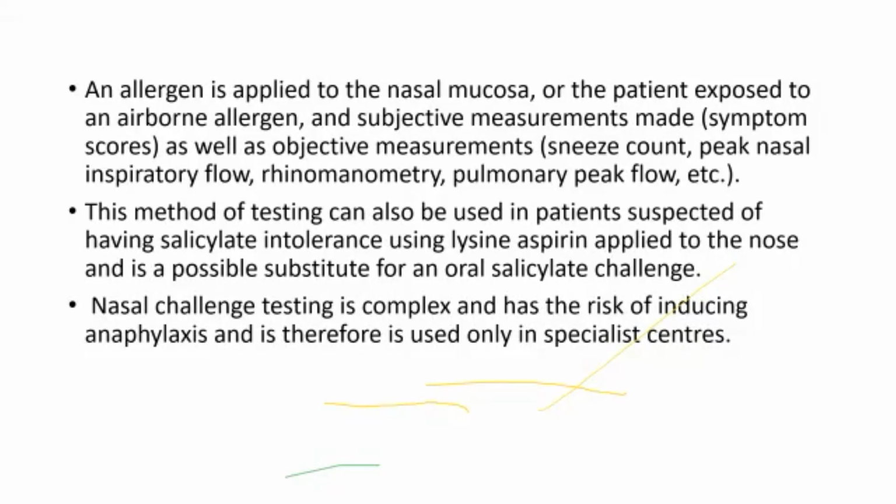Symptom scores are there, and there are objective tests. What are the objective tests? Number one is sneeze count. Number two is peak nasal inspiratory flow. Number three is rhinomanometry. Number four is pulmonary peak flow. Rhinomanometry is the pressure inside the nose. Pulmonary peak flow is the pressure inside the lungs. And peak nasal inspiratory flow is the flow in the nose.